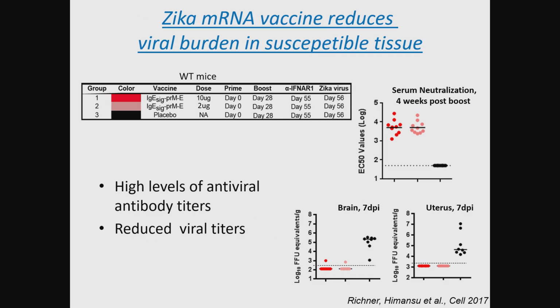So we also looked in the susceptible tissue. So here we're giving a high dose or low dose of the vaccine in a prime boost strategy. And again, we see high levels of viral neutralization with both these strategies shown in the top right. And then if we look in the susceptible tissue in the CNS, the central nervous system in the brain, or within the female reproductive tract, we're reducing viral titers by log levels. So we're significantly reducing the level of virus in these susceptible tissues.